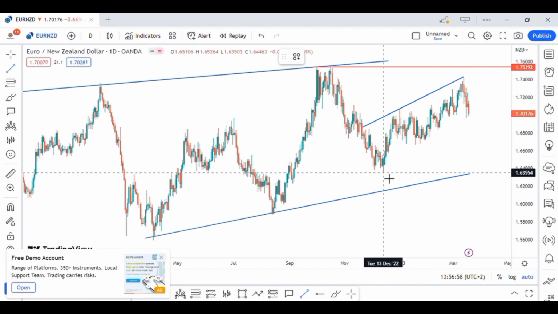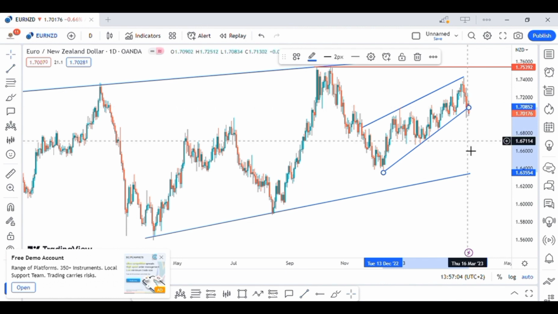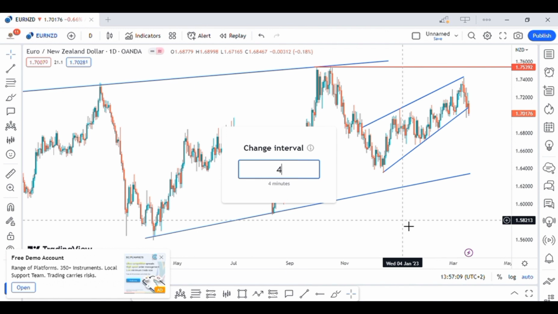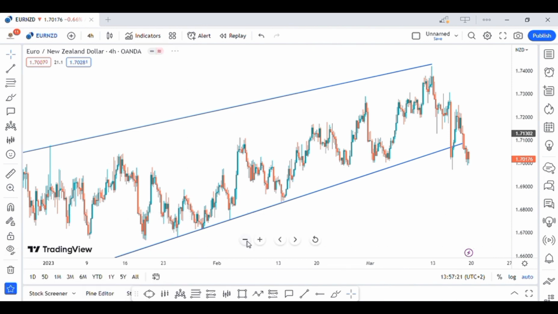Let me add its support. It's a resistance trend line there. It's a resistance trend line. Resisting trend line there at the downside. Let's move to the 4-hour to zoom in inside the trend line to see what's really happening within the trend line.